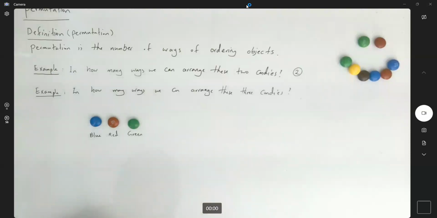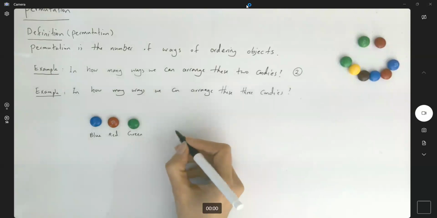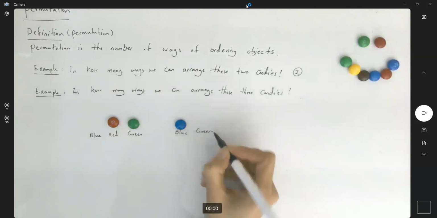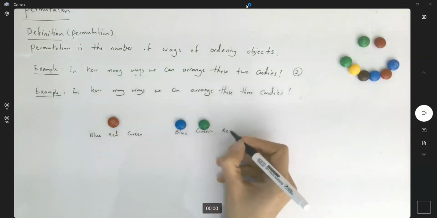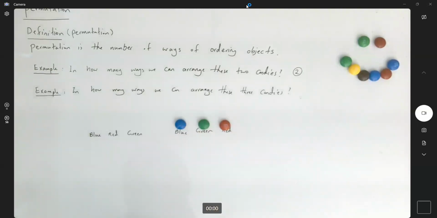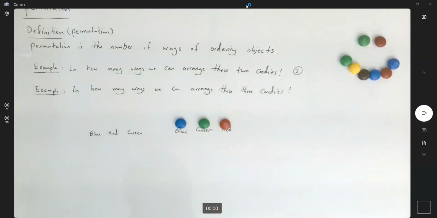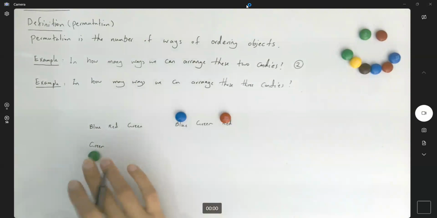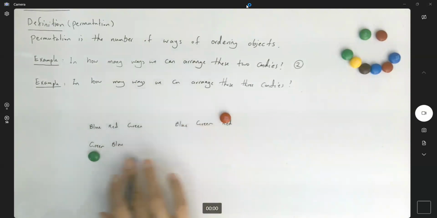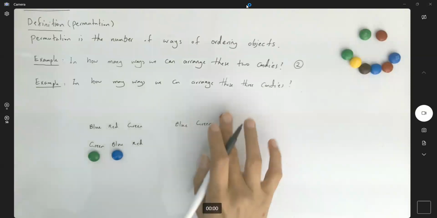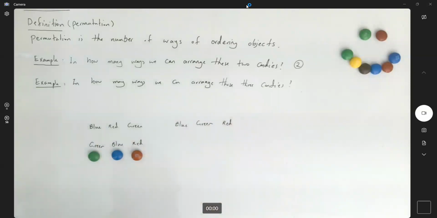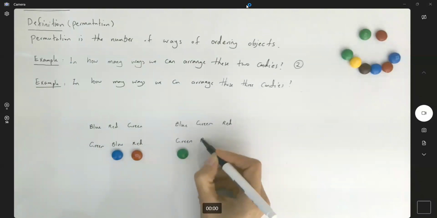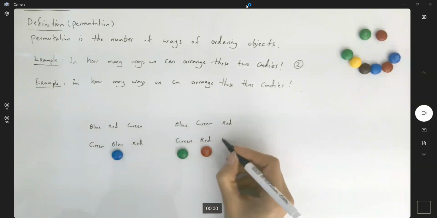Okay. Well, you might say, hey, I want to have the blue first. Then I'm going to have the green, then red. Okay, this is another arrangement. Well, you might say that, okay, I want the green to come first. I want to have the green, then I'm going to have blue, and then red. All right, this is another arrangement. So far, we have 1, 2, 3 arrangements. You might say that, hey, I want to have the green first. Then I'm going to have the red, then blue. Okay.